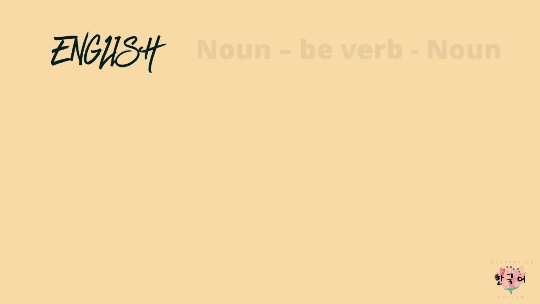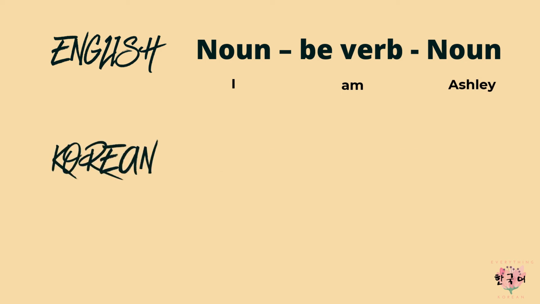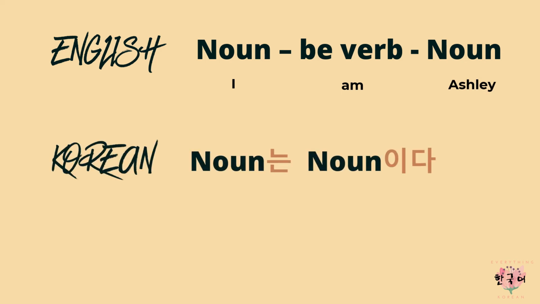Again, in English, we have the structure noun, be verb, and noun. So for example, my name is Ashley. So I will say, I am Ashley. If we translate that, we use the structure noun, 는, noun, 이다. So I say, 저는 Ashley이다. What about the sentence, I am a woman? It's the same. We just say, 저는 여자이다.